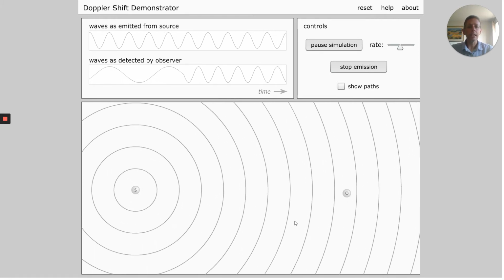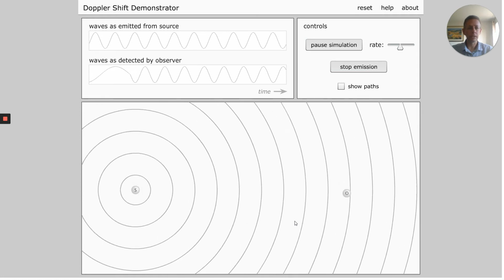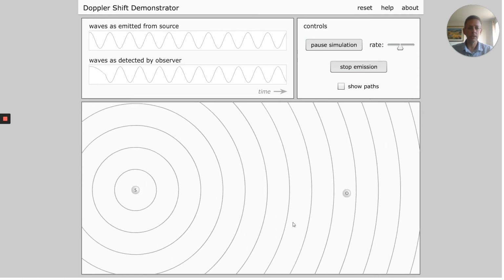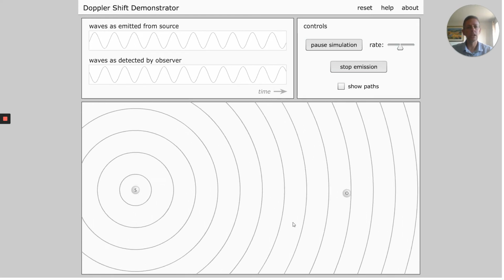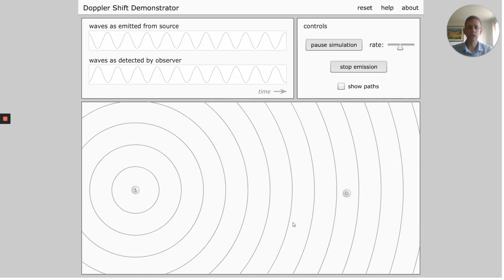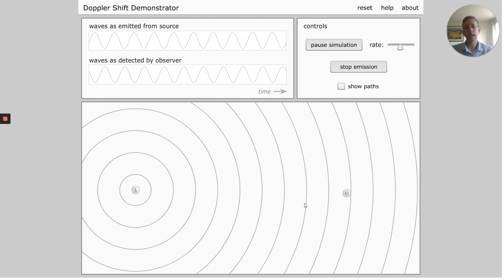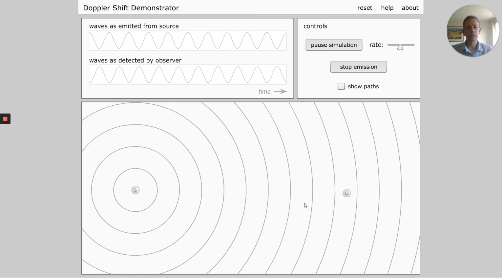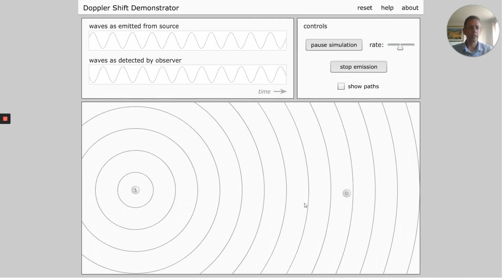This is known as the Doppler effect and is found anywhere there are waves. If you've ever heard an ambulance go past you and the pitch of the siren changes from a high pitch to a low pitch as it goes past, that's the Doppler effect. We also use it in cosmology to work out whether one star or one galaxy is approaching or receding from another star.